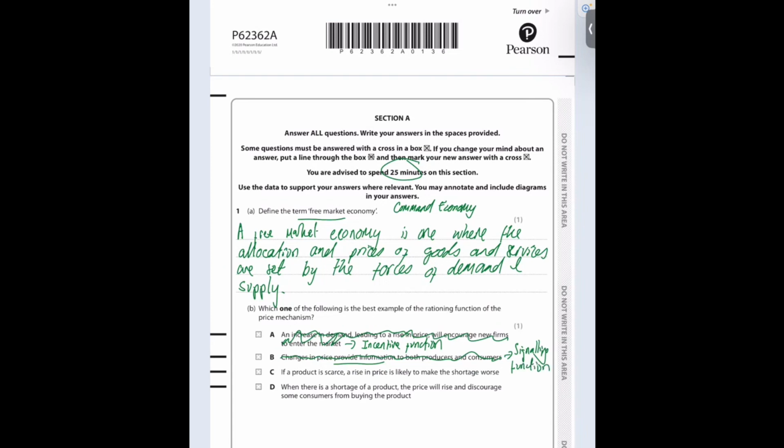If a product is scarce, a rise in price is likely to make the shortage worse. Well, no, actually that's wrong, because a rise in price will make the shortage less worse because fewer people will be able to afford to buy the good. And so by eliminating the other options, we know the answer is D. And let's just double check. When there's a shortage of a product, the price will rise and discourage some consumers from buying the product. That is the rationing function.